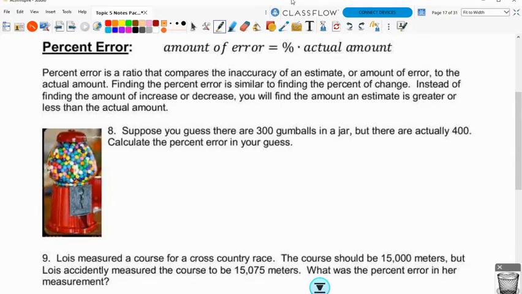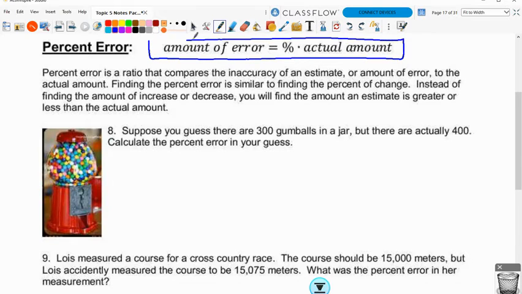In the next part of our lesson, we're going to talk about percent error. Percent error is a ratio that compares the inaccuracy of an estimate, which is called the amount of error, to the actual amount. Okay, so we compare the amount of error to the actual amount, which is why our equation right here says that the amount of error equals a percentage of the actual amount. So this is the equation that we'll always use for percent error.